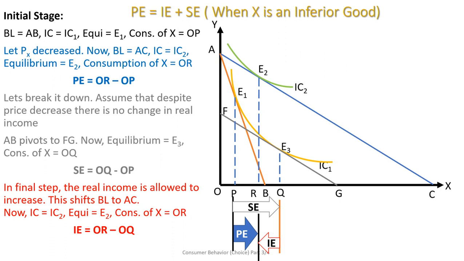In this diagram, we can see that the income effect and substitution effect are in opposite directions. However, the substitution effect dominates the income effect. Therefore, the final price effect moves in the direction of the substitution effect.